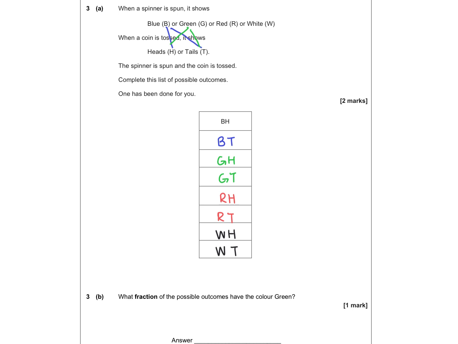Part B, what fraction of the possible outcomes contain the color green? Well, this one has green, and so does this one. So that is going to be 2 out of 8. And I'm struggling to write the answer because the controls are right over the answer line. So 2 out of 8, which you can simplify to 1 out of 4, but you don't have to. 2 out of 8 is all we're looking for.